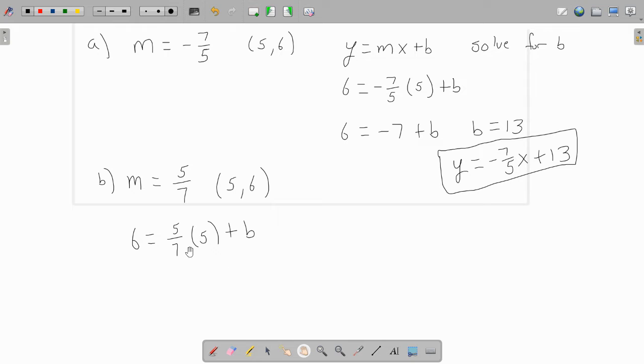Okay, it looks like here we're going to get some ugly numbers. You can use a calculator to help yourself to give you an aid. So I get 25 over 7.